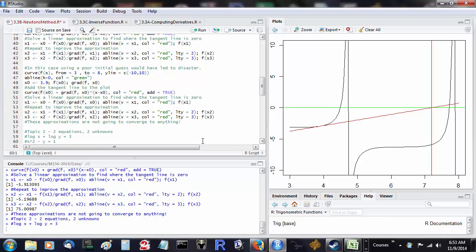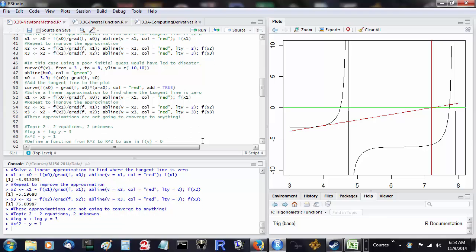So now let's go to two equations in two unknowns. This is a pair of nonlinear equations, log x plus log y equals 3, x squared minus y equals 1. Sometimes, given a pair of equations like this, you can solve exactly for x and y, but most of the time it's impossible to write down formulas that solve the equation, and the only technique you have available is Newton's method.